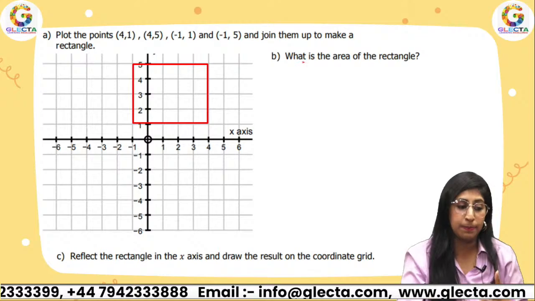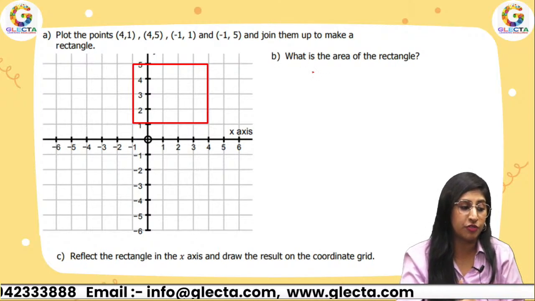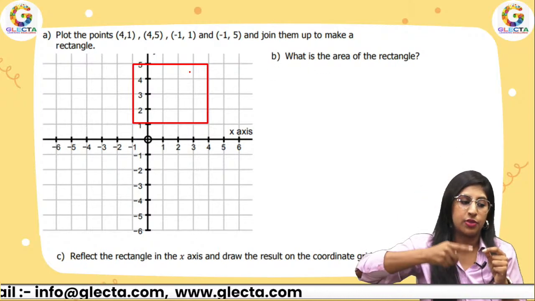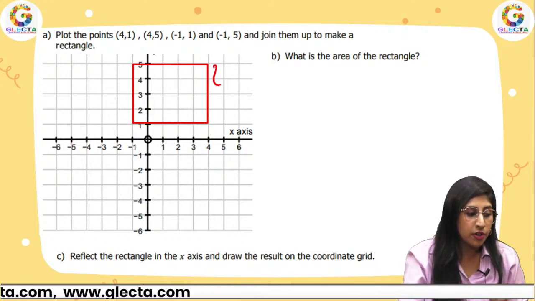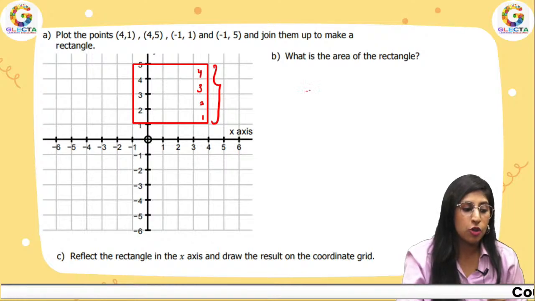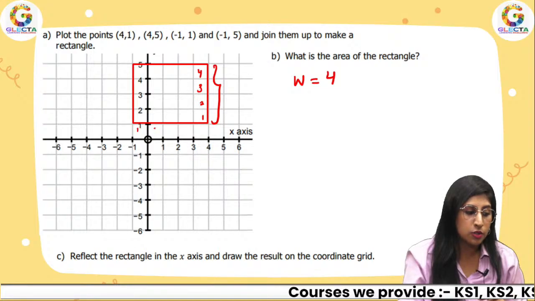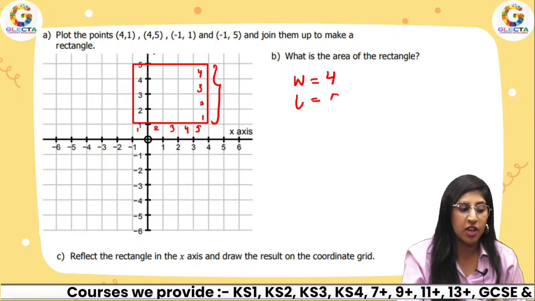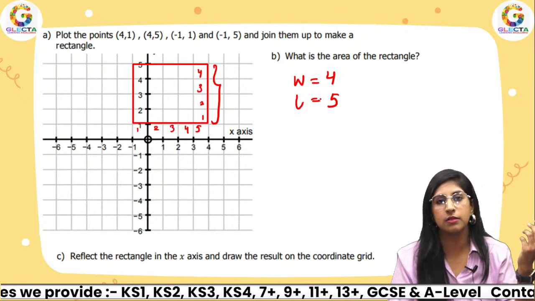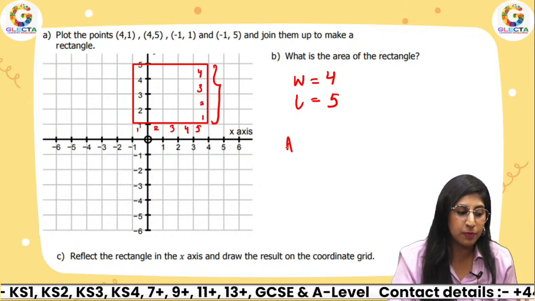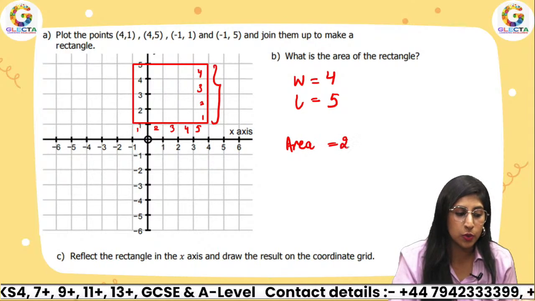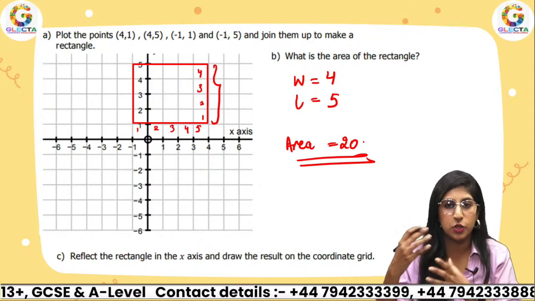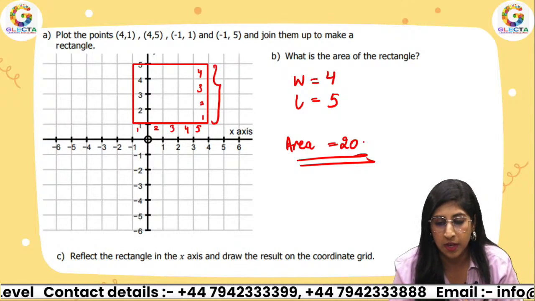Now the question B part says, what is the area of the rectangle? Just see the length, right? Over here, this 1, 2, 3, 4. So 4 units is the width, and 1, 2, 3, 4, 5. So the length is 5 units, and the area of the rectangle, simplest, right? Area would be just length times width, which is going to be 20 units square, or 20 square units, right?